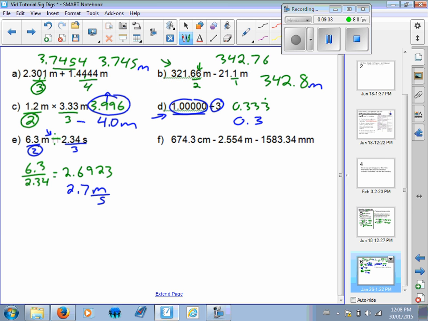Last question. When you have a question like this, you need to put them all in the same unit. Centimeters, meters, and millimeters are different, so we have to convert. You can practice, you can do some conversion on your own. I'll show you how this one comes out. 6.743 meters, and then 2.554 meters, and then 1.58334 meters.